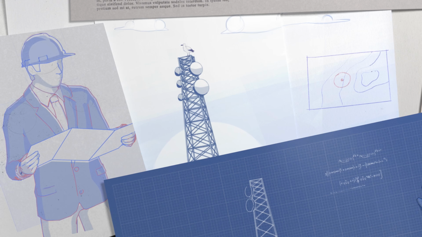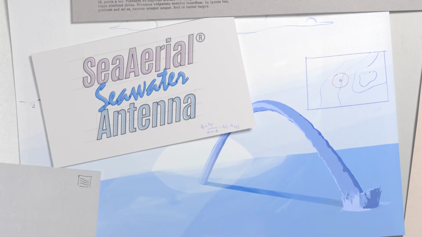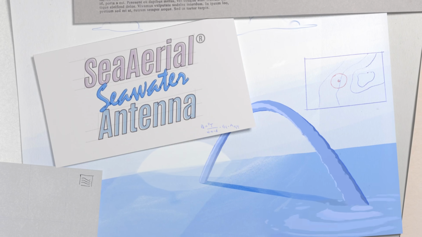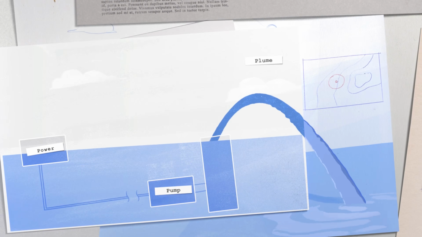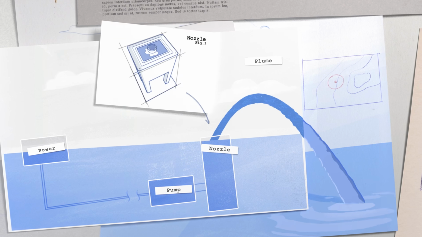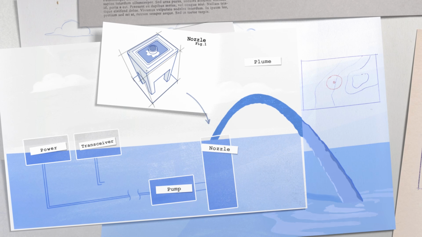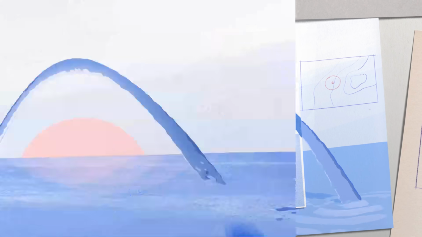Antennas are usually made of metal, or they were. Our seawater antenna named SeaAerial changes that. It's the antenna that uses a resource far more abundant and sustainable, seawater. It shoots a plume of seawater into the air through a special insulated nozzle at a fine-tuned diameter. A transceiver charges the plume with a high-frequency current that allows the water to act as an antenna.